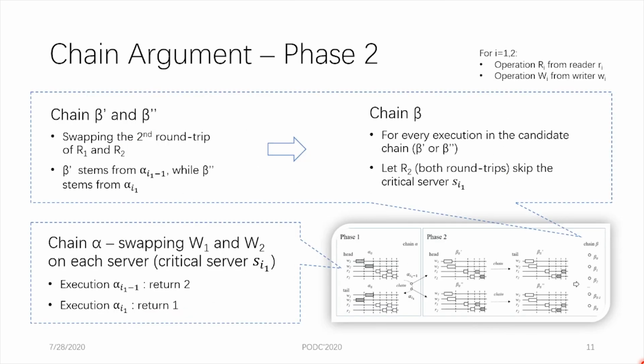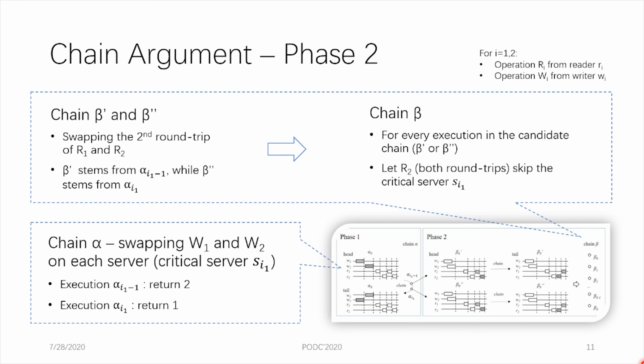The main objective of phase 2 is to construct the chain beta. Now, we have already done the swapping of two write operations and gotten the chain alpha in phase 1. More importantly, we get two value switching executions alpha i1 minus 1 and alpha i1. The critical server is server i1. Chain beta is selected from two candidate chains, beta prime and beta double prime.